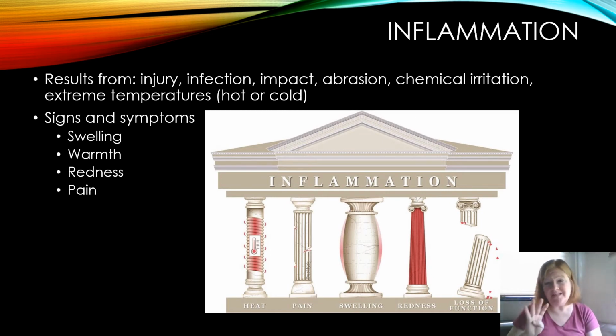And there are four main signs and symptoms of inflammation: swelling, warmth, redness, and pain. And the difference between a sign and a symptom, okay, is whether or not it's objective or subjective. Okay, so a symptom is subjective, like you feel pain. A sign would be that it's red. So that is objective. We can literally see it or measure it.